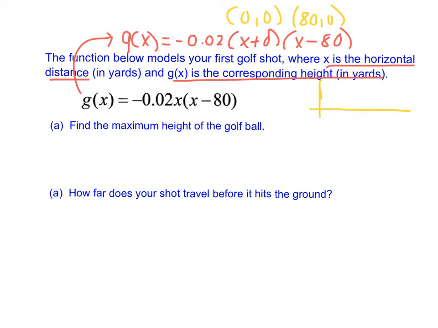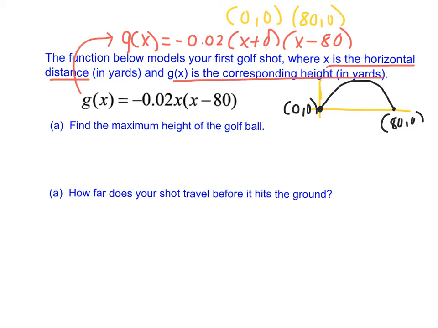So what I can really draw over here is a little sketch of what is going on. Here I have an x-intercept at 0, 0. I then have an x-intercept here at 80, 0. And then I know that my golf shot is going up and down to connect the two. So I can see my parabola there.